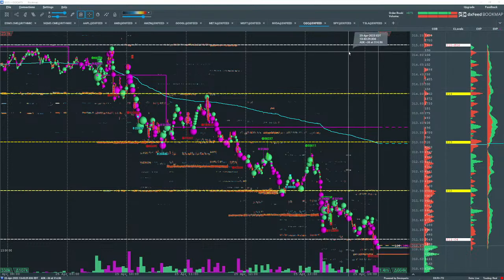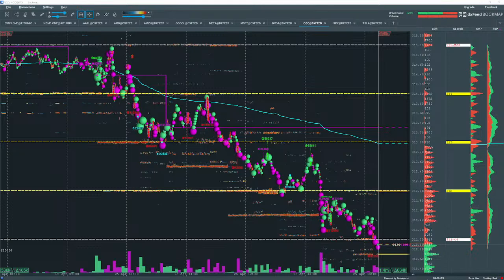All right, so that's QQQ. Those are the levels that are in play for QQQ. Notice at this 1120 reversal, the sell sweep shown by those bright red dots just at the 314 level and VWAP.